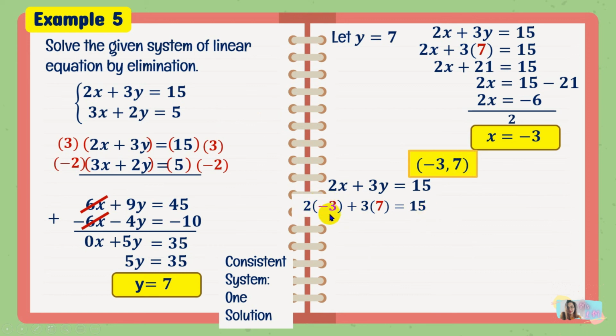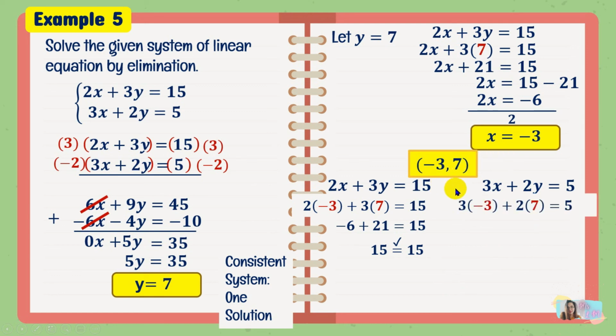2 times negative 3, that's negative 6. And 3 times 7 is positive 21. And then 21 minus 6, obviously that's 15. And 15 is equals to 15. Satisfied ang ating first linear equation. Then for our second linear equation, 3x plus 2y is equals to 5. Substitute po ulit natin. 3 times negative 3 plus 2 times 7 is equals to 5.